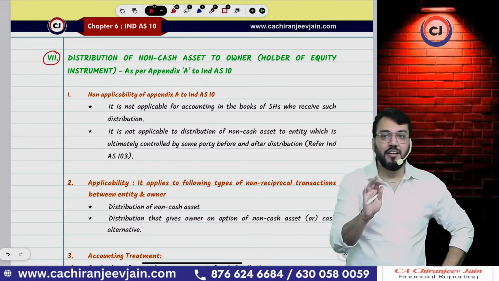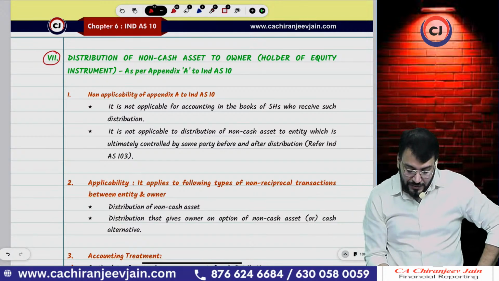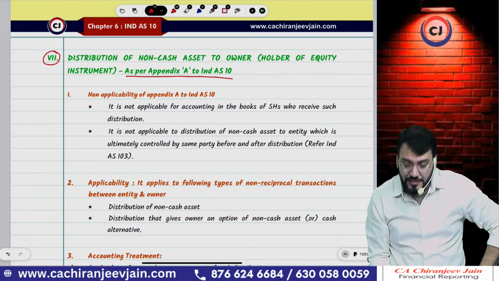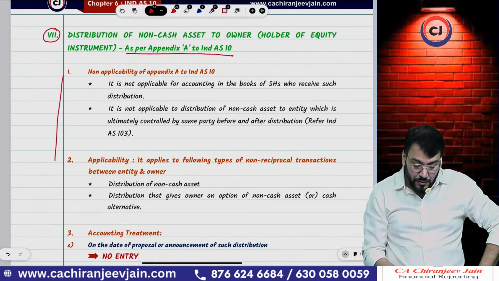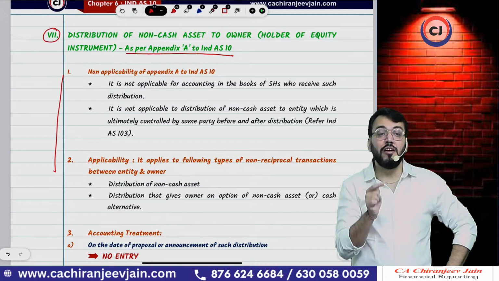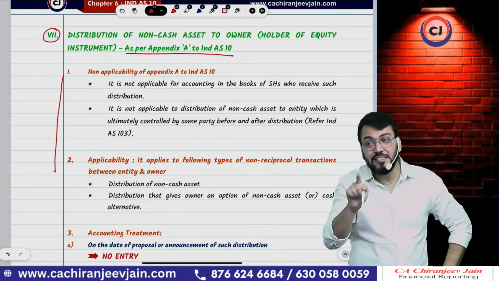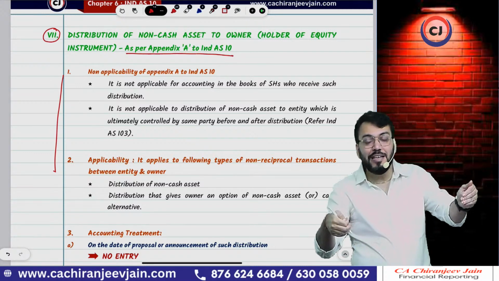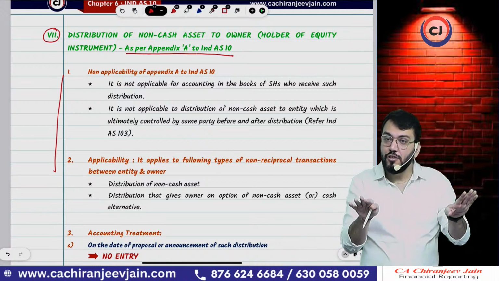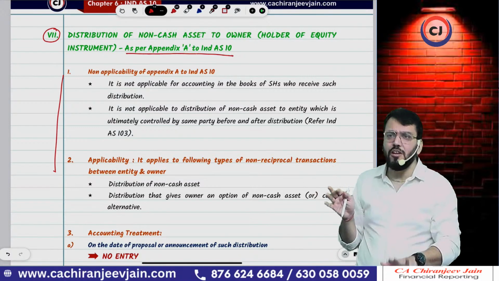So Ind AS 10 completed. Under Ind AS we have one appendix, that is Appendix A to Ind AS 10. Whenever questions come for this particular transaction or event, you can't write as per Ind AS 10. You write as per what? Appendix A to Ind AS 10. So Ind AS 10 and Appendix A to Ind AS 10 are two different topics. Understood this point? But I need to teach after Ind AS 10 only.